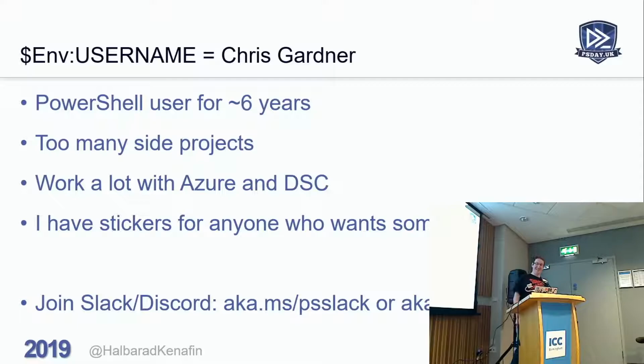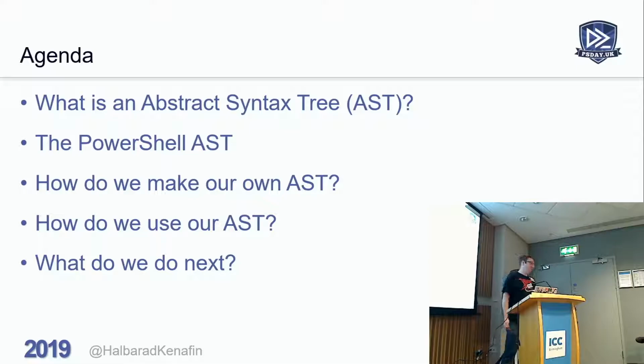So we're going to talk about what is an abstract syntax tree, or AST. I'm just going to keep saying AST because it's a lot easier for me. We'll have a quick look at the PowerShell AST, so we get familiar with what ASTs look like and with one particular that people are aware of. We're going to look at how we make our own AST. It's kind of the point. What we do with it, how we use it, and then what do we do next after that. I've got some lessons learned and stuff in there as well.